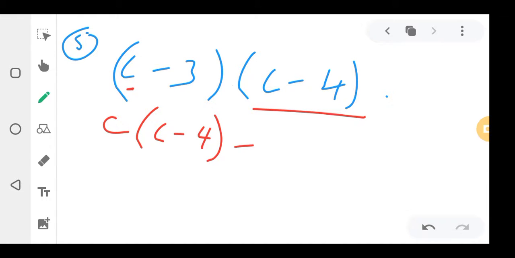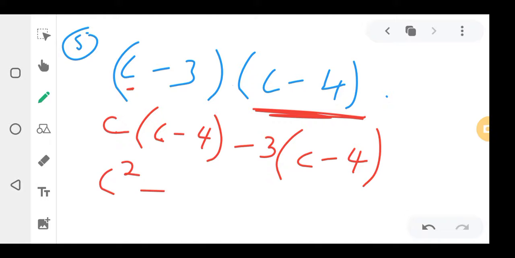Minus 3 comes here, again with everything here again comes here, (C − 4). C times C, C squared. Minus C times 4, 4C. Negative 3 times C is negative 3C. Negative 3 times negative 4: these two negatives will form a what? A negative and another negative will form a positive. Positive 4.